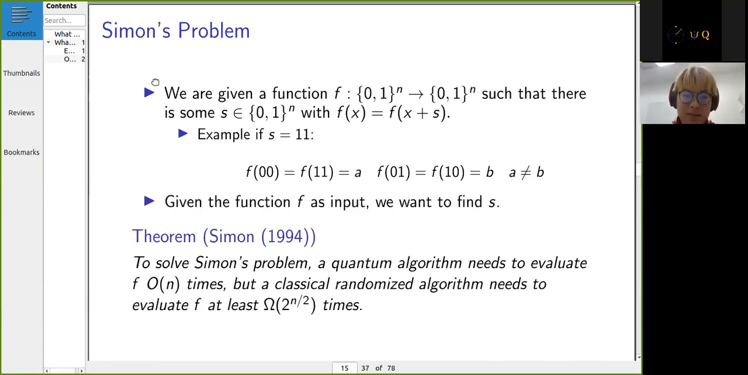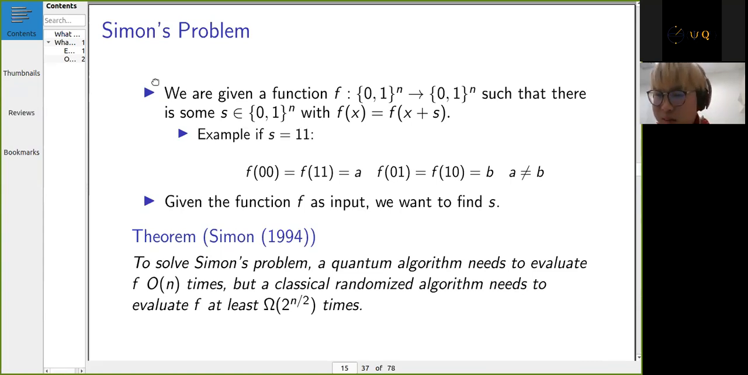So what Simon proved is that to solve Simon's problem, a quantum algorithm would need to evaluate f n times, but a classical randomized algorithm would need to evaluate f at least exponentially many times. So 2 to the power of n over 2.